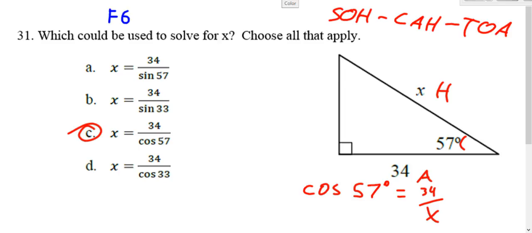We could also figure out what the other angle is. 90 plus this angle plus 57 has to equal 180. That means this angle needs to be 33. We could do another equation that involves 33 degrees, but that would be sine, so we would have opposite and hypotenuse. It's the exact same thing, but we're going to replace the cosine 57 with sine 33. We have the exact same equation, except with a sine 33, which is option B right there.